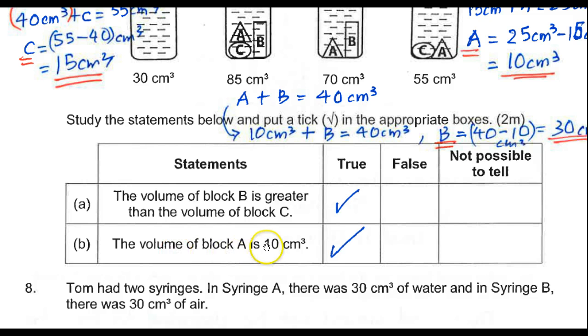Next, the volume of block A is 10 cubic centimeter. Where is A? Yes, we found this. A is 10 cubic centimeter. Therefore, it is true. Okay, take your time to go through one more time, rewind this portion of the video to understand better, because I believe some examination question may come up.